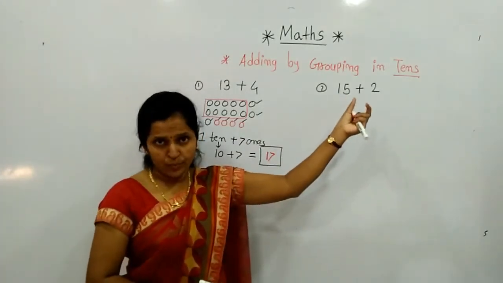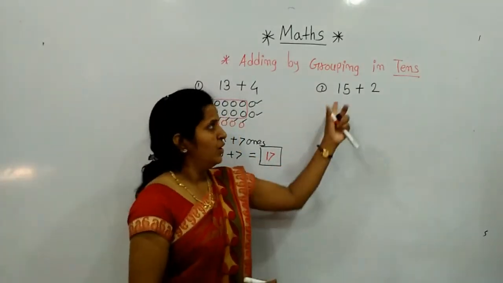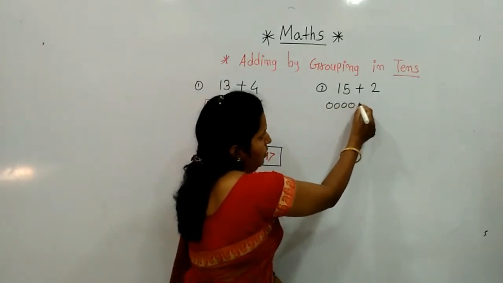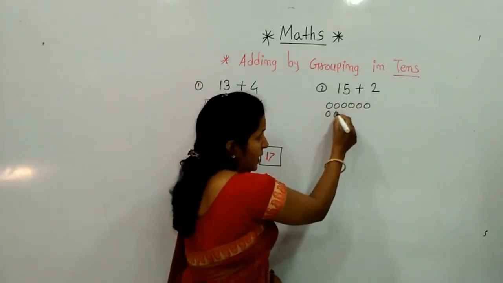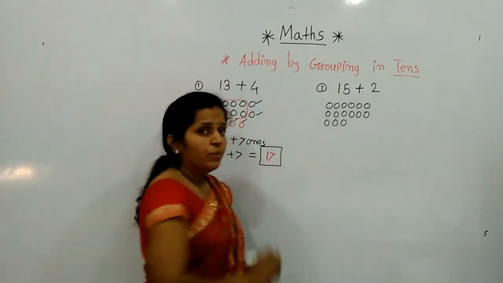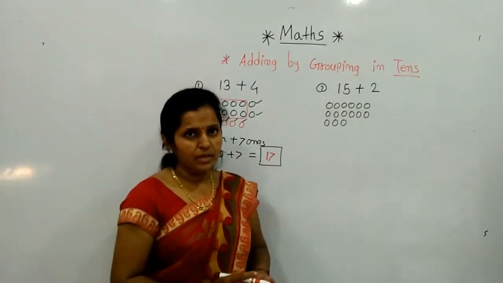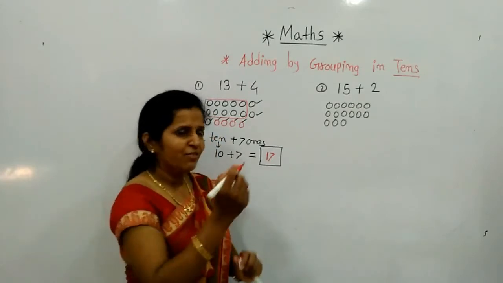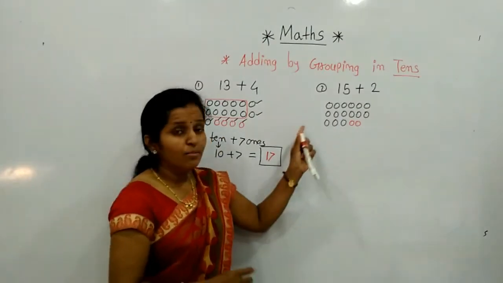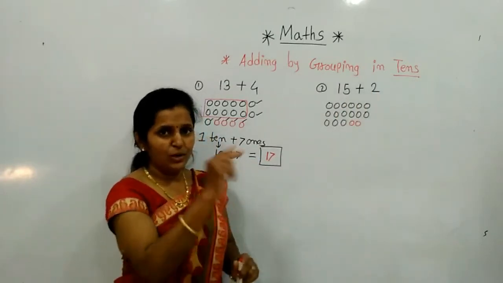15 plus 2. Firstly, we have to draw the figures, draw the circles. How many circles? 15, with one pen: 1, 2, 3, 4, 5, 6, 7, 8, 9, 10, 11, 12, 13, 14 and 15. Now this number is over. Which number remains now? 2 remains. Draw the circles with a different color, because the color indicates which number it is. That's why I have drawn with 2 colors.